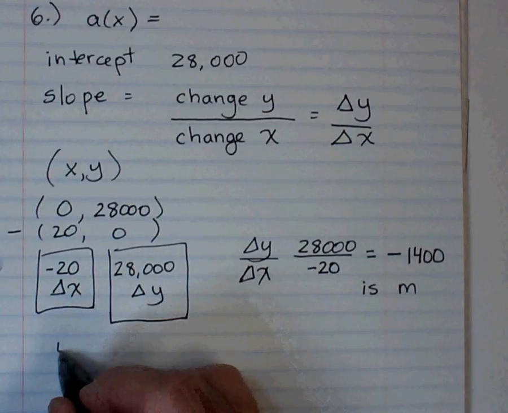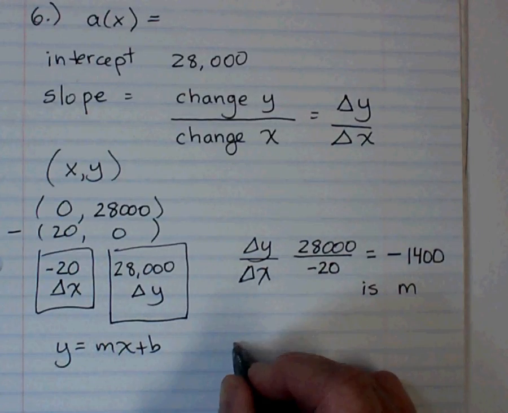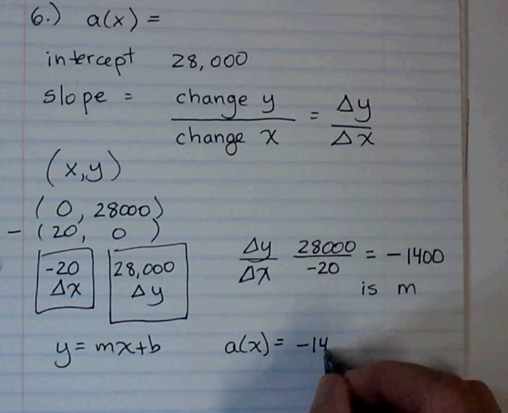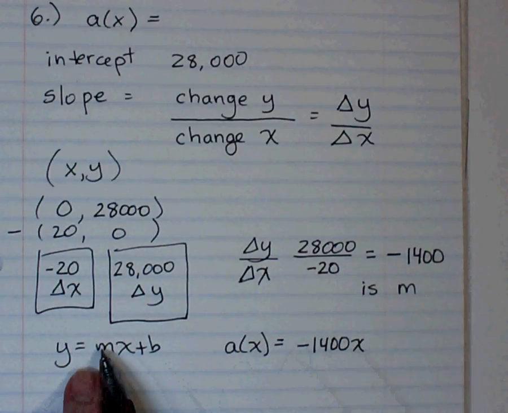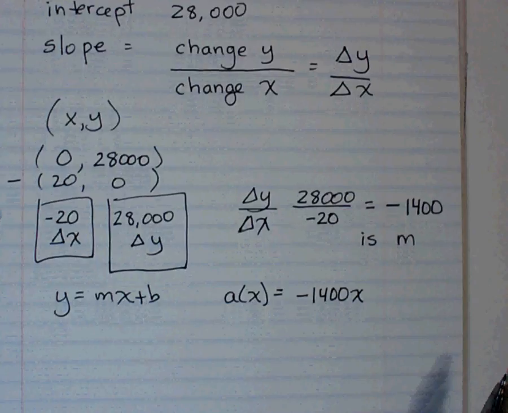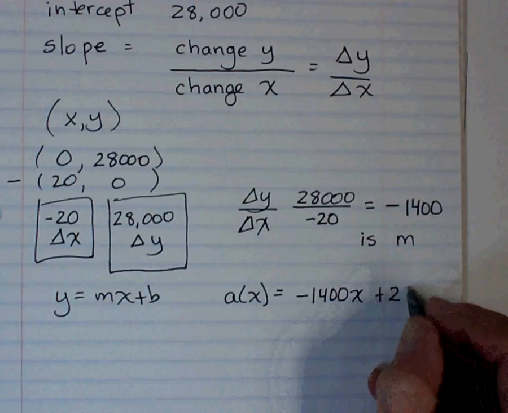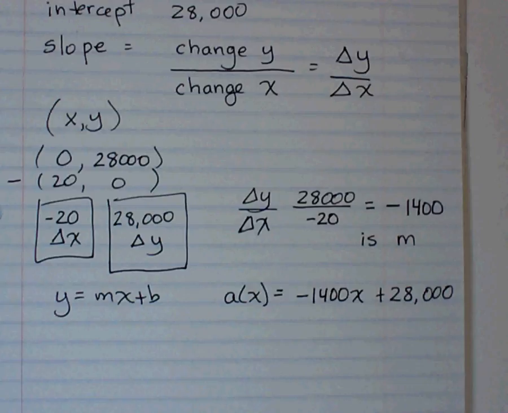So y equals mx plus c. A of x equals negative 1,400x, because that's m, our slope. M is negative 1,400. In function notation, we don't write y, we write the name of the function. And we know our intercept. We knew that right at the beginning, plus 28,000. Okay? It's okay to have big numbers. When you're working with real life scenarios, you're going to have big numbers sometimes. All right. So now we got it.